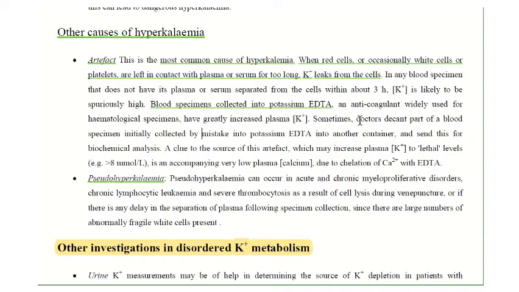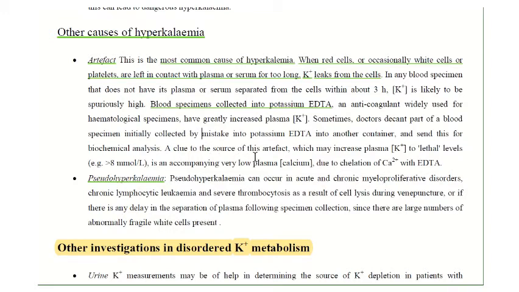في بعض الأحيان doctors decant يصب جزء من البلاد specimen من عينات البلاد اللي initially collected by mistake into potassium EDTA اللي بالبداية انجمعا في تيوب يحتوي على البوتاسيوم EDTA by mistake، يعني بالخطأ، وبعدين يحولها يصبها into another container، وبعدين يدزه this for biochemical analysis. فهذا أيضا هم واحدة من الأخطاء.